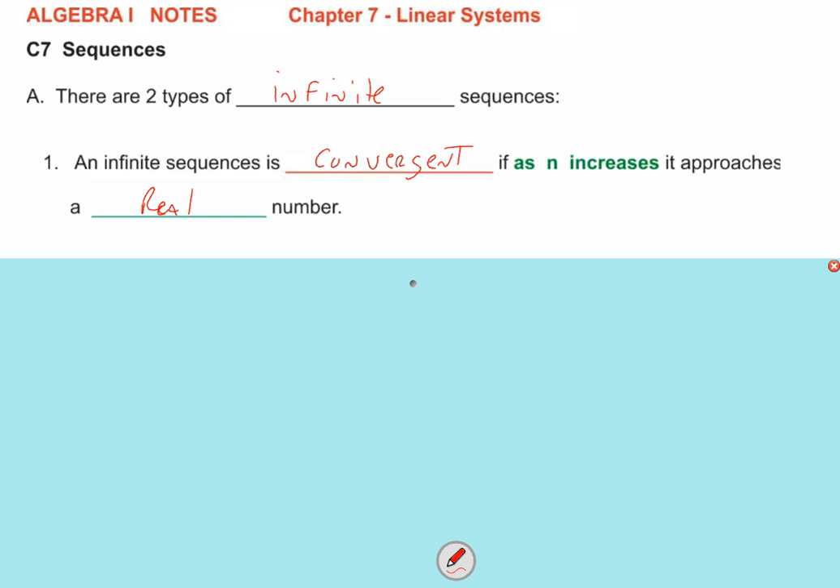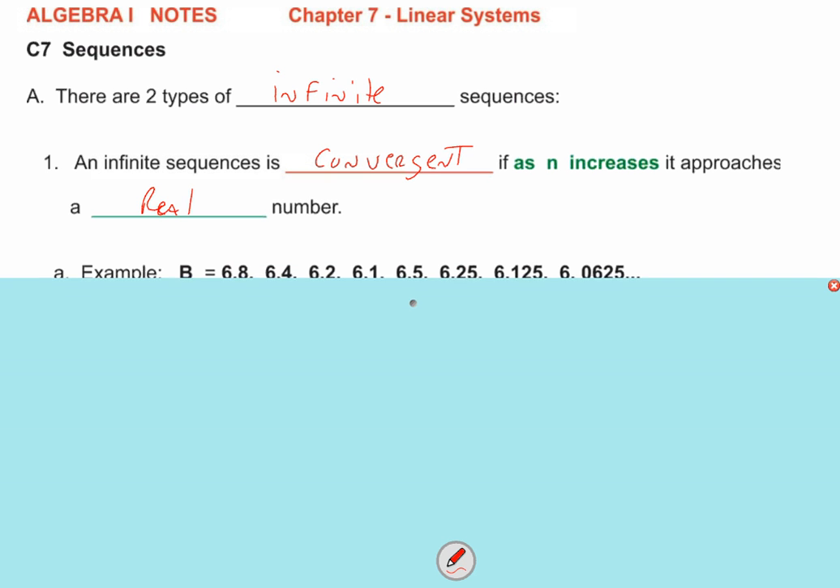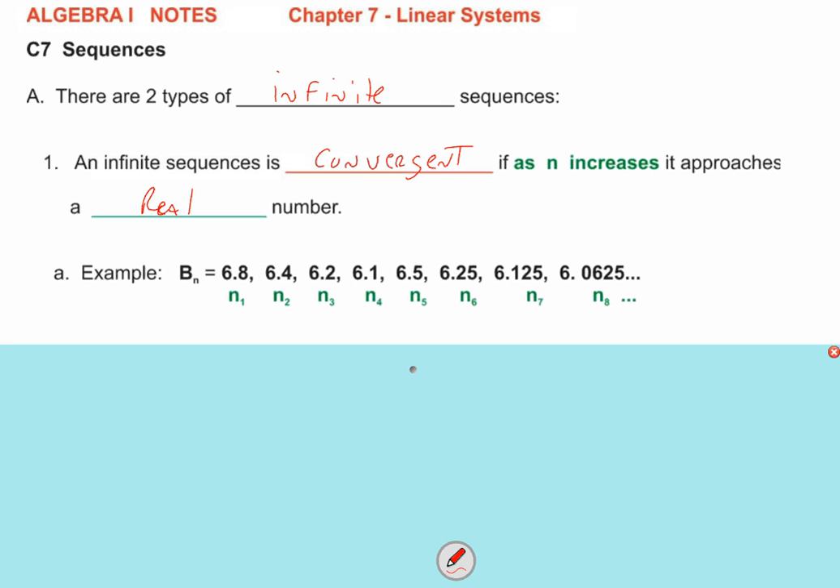Okay, what are real numbers? Simply remember, it starts off with the natural numbers, whole numbers, then the integers, then all rationals, all fractions and decimals, then all irrational, all non-fractions, which collectively make up the real numbers. So as long as you approach one of those, then it is a convergent series. Let's take a look at examples.